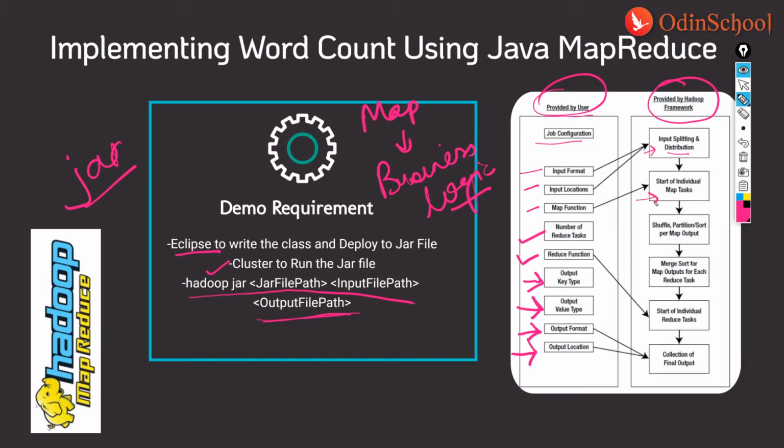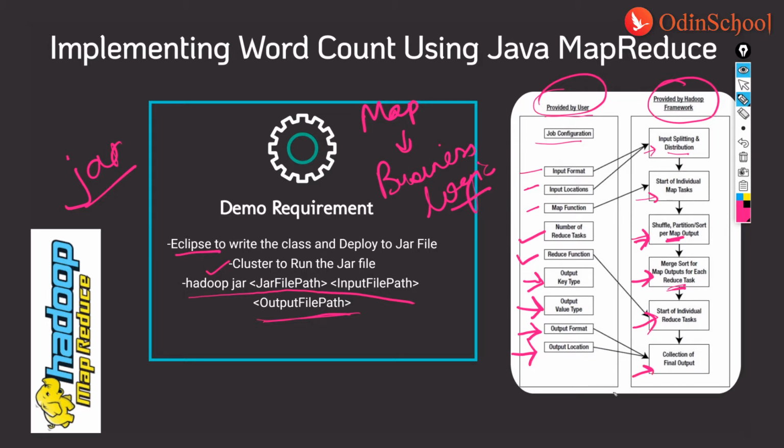Then it will also invoke the map task. It will start the individual map tasks. It will also do the shuffling, partitioning, and sorting per map output. That would also be done by the framework itself. And it will do some merge sort also. Merge sort means again a shuffling and sorting operation, which we have seen divided into two parts: shuffling, partitioning and sort per map output. And then for the entire mapper output, it will do a merge sort for each reduce task. Then it will start the individual reduce tasks, and the collection of final output would be on HDFS.